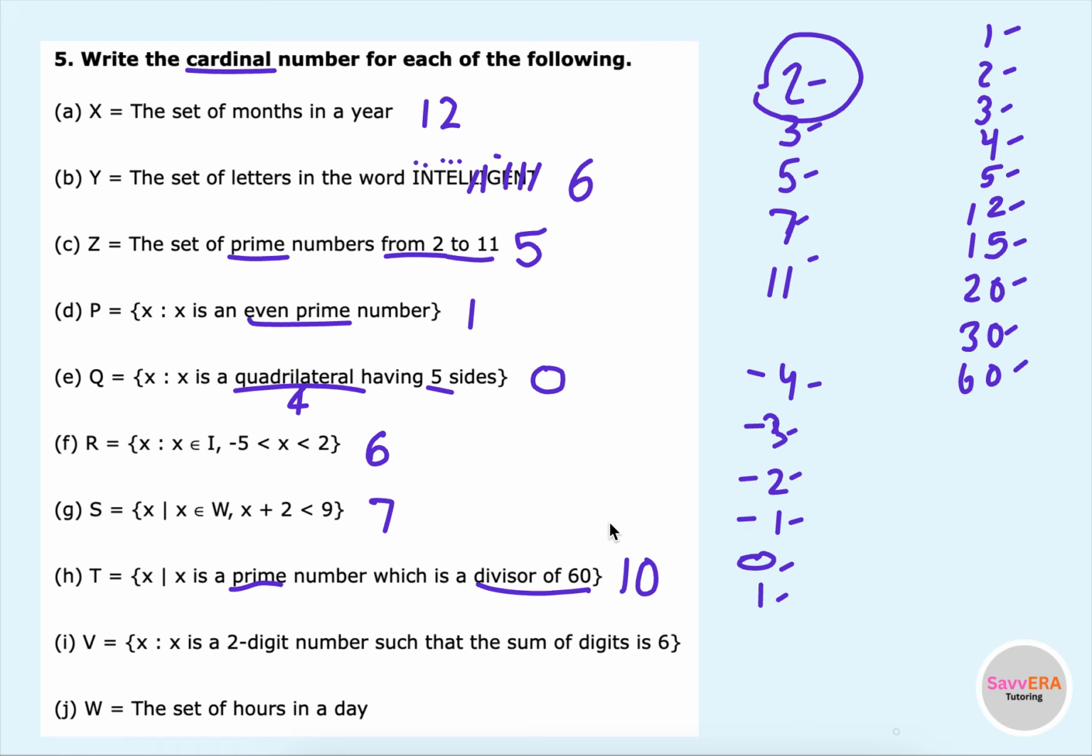Alright. But, oh, sorry. It said prime number. And this is the mistake one can easily make. I was just paying attention to divisor, found a 10. No, it has to be prime numbers. So therefore, we're going to look for prime numbers. Prime numbers right here are 2, 3, 5. So 1, 2, 3. So 3 prime numbers.